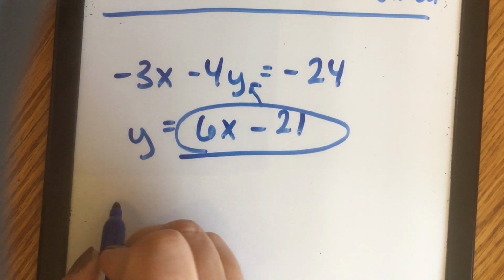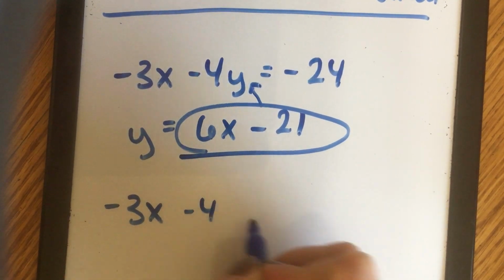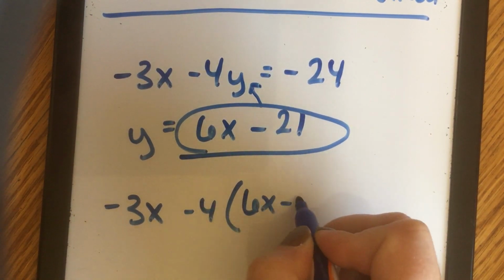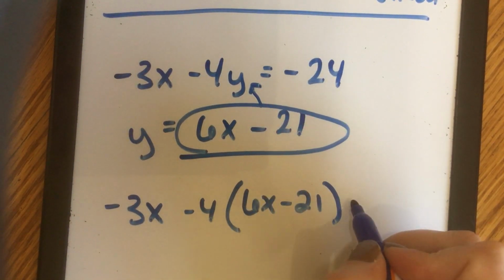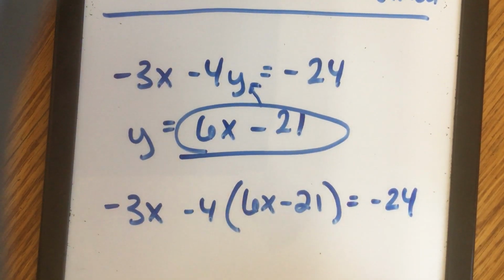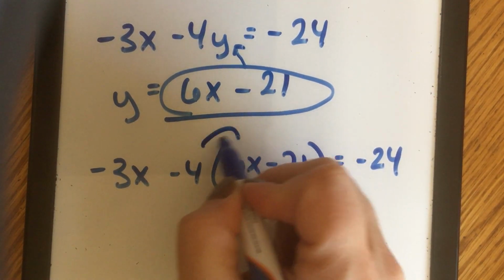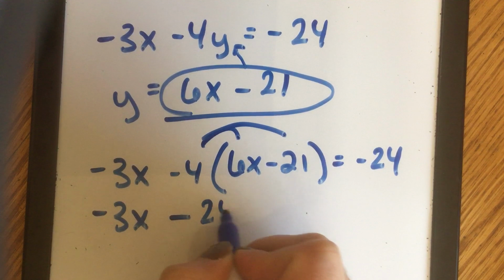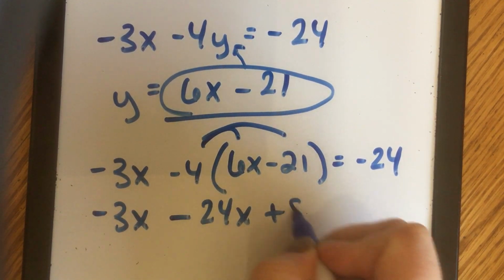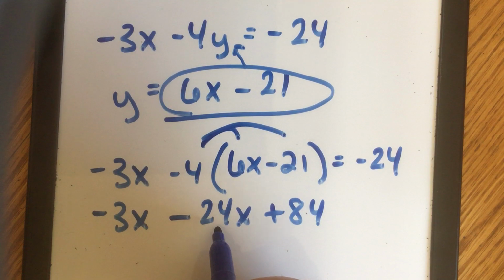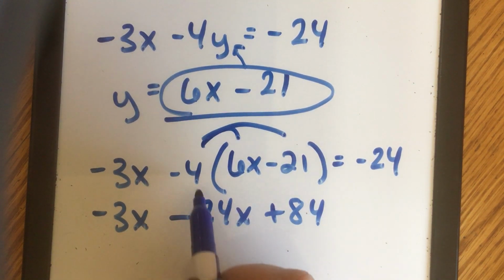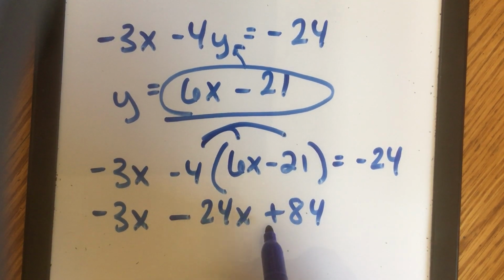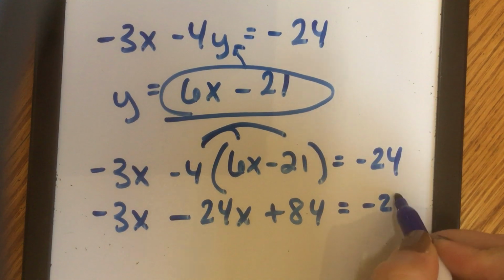So you start writing this equation then, negative 3x minus 4, and then when you come to y, you don't write y, you write what it's equal to, which is 6x minus 21, and then equals negative 24. Now you have to do the distributive property here. So the negative 3x stays the same, and then you have minus 24x plus 84. 4 times 6 is 24, and I have a negative, so it's negative 24. 4 times 21 is 84, and I have a minus here and a minus there, so that makes it a positive. And then I have a negative 24 there.